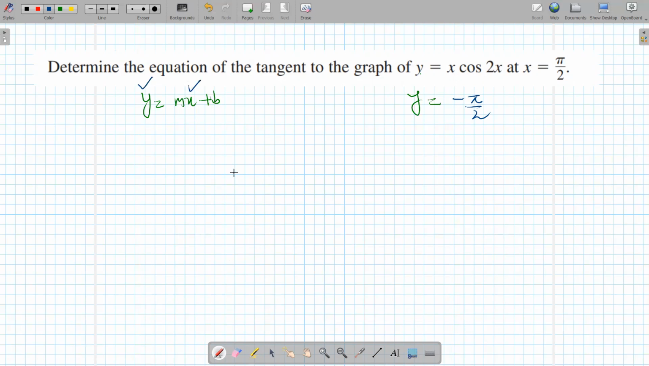Next, let's find m. Do you remember how to find m? M is the slope. The slope of the tangent line m is simply f prime of x. You're going to find the derivative. You're going to plug the x value in there. Okay? What will be the derivative of y here? You got to use the rule, product rule.